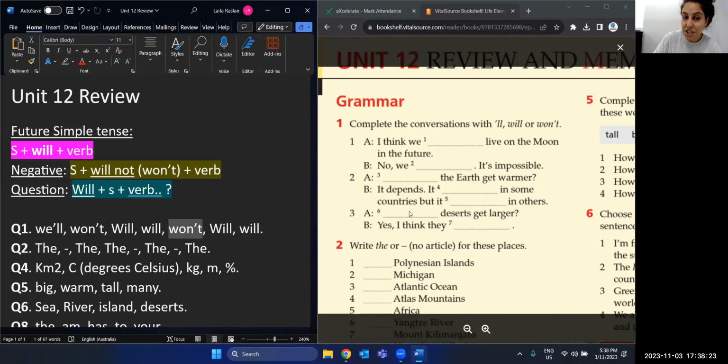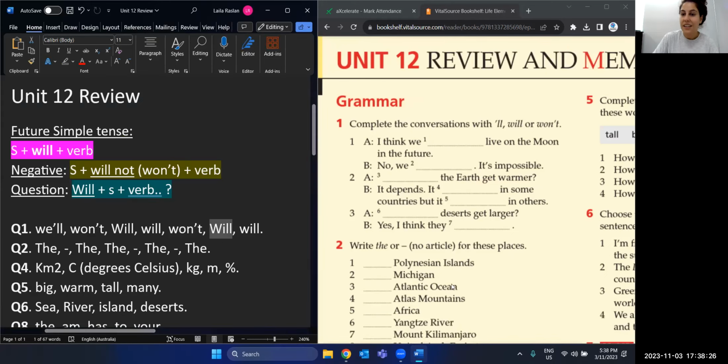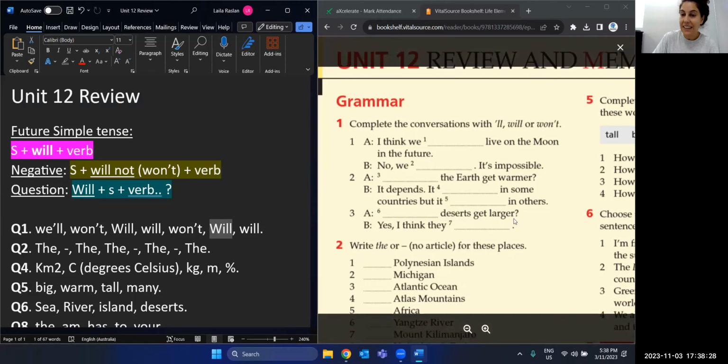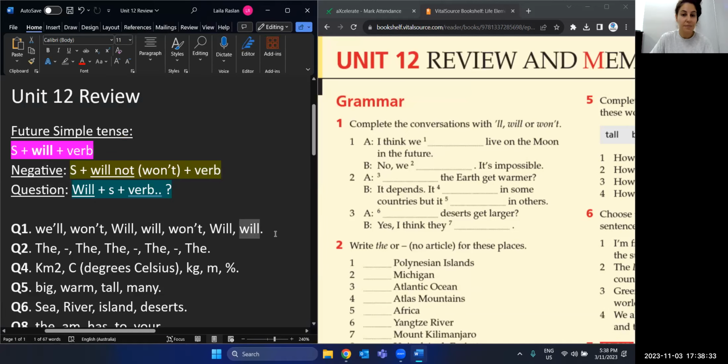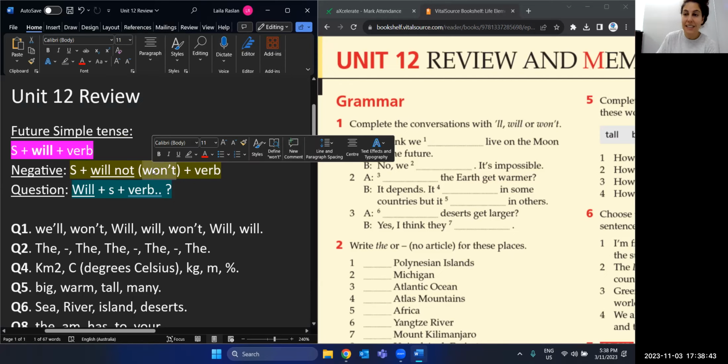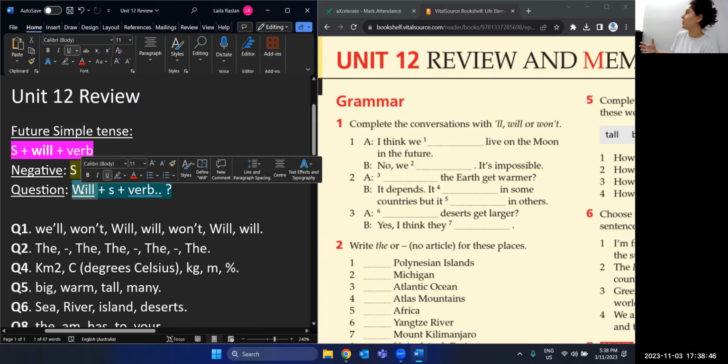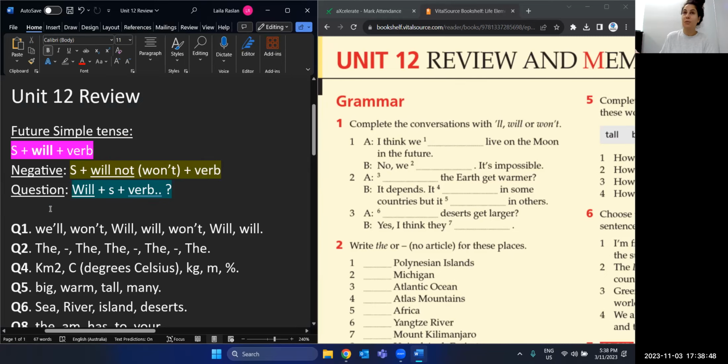Number 3, it's a question. So will deserts get larger? Yes, I think they will. Yep. Because you've got to remember the first one is called a positive or a statement. And that's how we do it. We use will in the positive, won't in the negative. To make a question, start with will. Yeah, so very simple rules. That's how you make a sentence about something that's going to happen in the future.